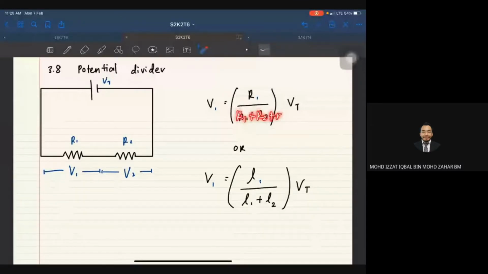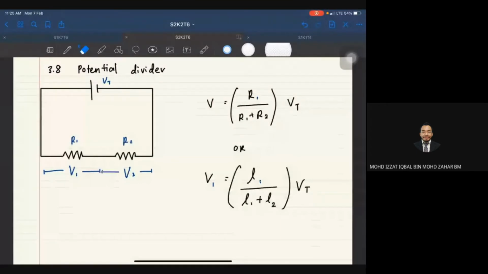Okay, it's a screen lagging, so I can see that it's lagging. So if I want to find V2, I have to substitute with R2. Okay, so far, can you guys follow? Understand or not?